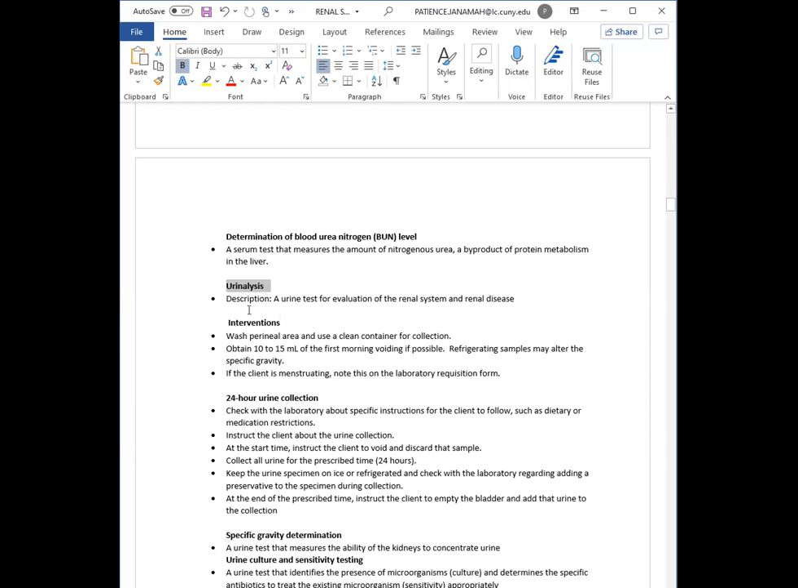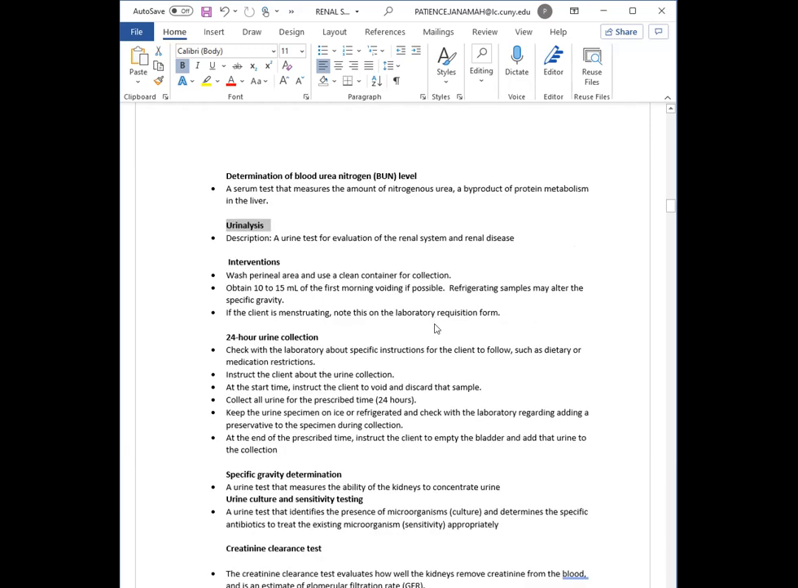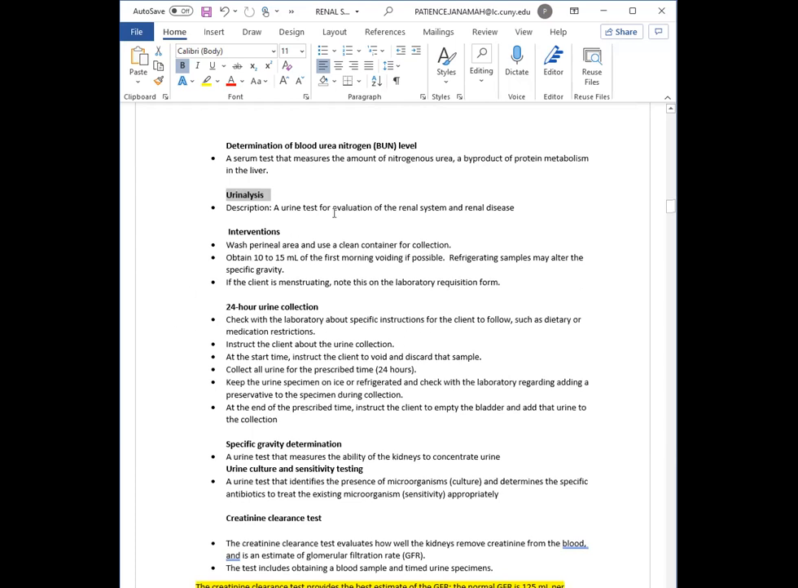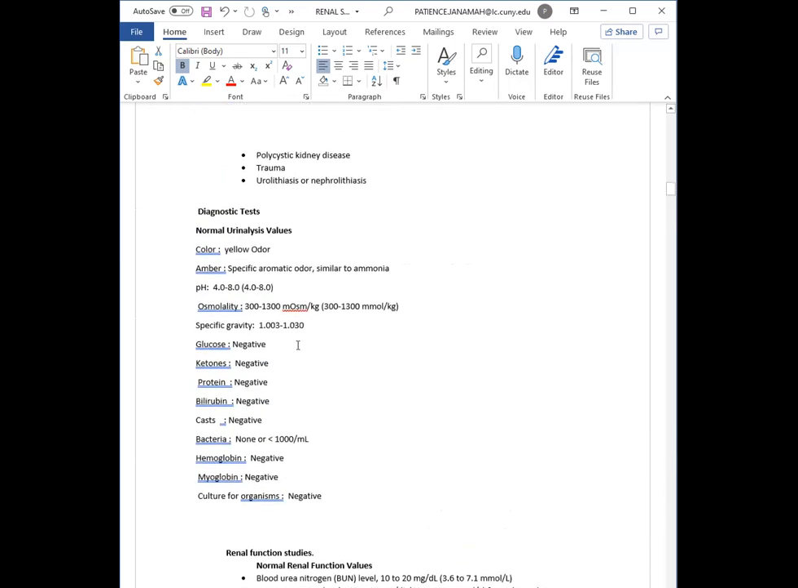Urinalysis, I had explained that already in the picture. That picture was supposed to come here, but we have that already. It's a urine test for evaluation of renal disease. You use that one to diagnose UTIs and other conditions. If there's bleeding, we saw that there was a blood component in it. Let me see. You see hemoglobin?